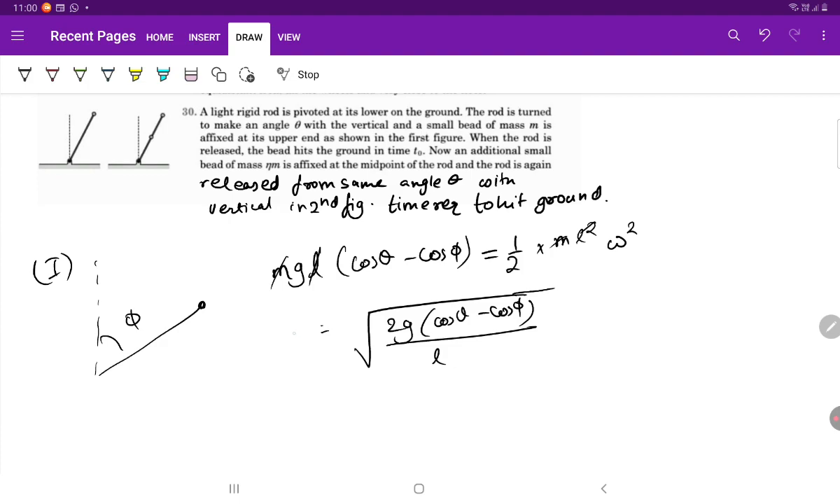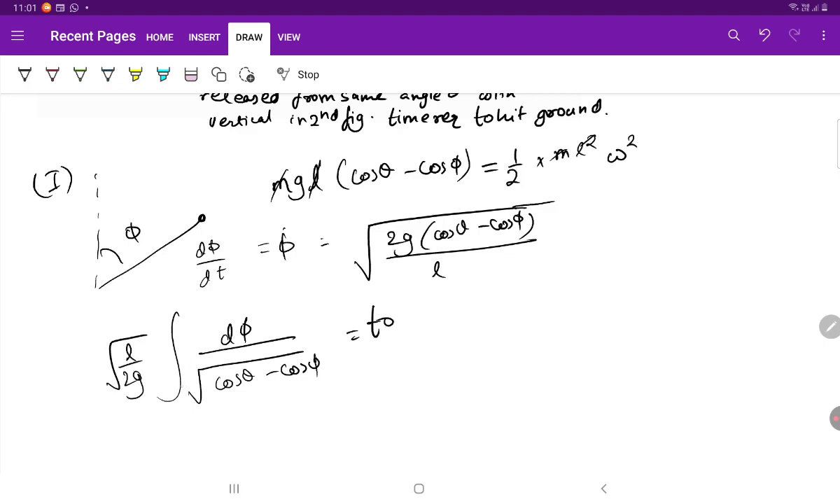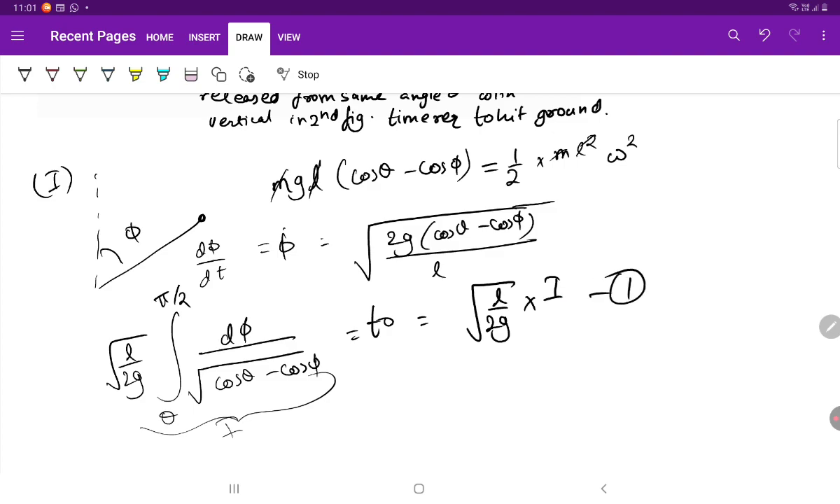And we know that omega can be written as phi dot, which is equal to d phi by dt. Hence the integral of d phi by under root cos theta minus cos phi, multiplied by root l by 2g, will give me t naught, and this integral is carried from theta to pi by 2. I consider this whole integral to be some I. I can write it as root l by 2g into I. So this is my first equation.